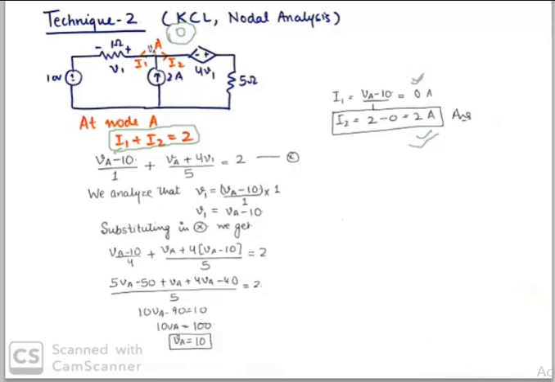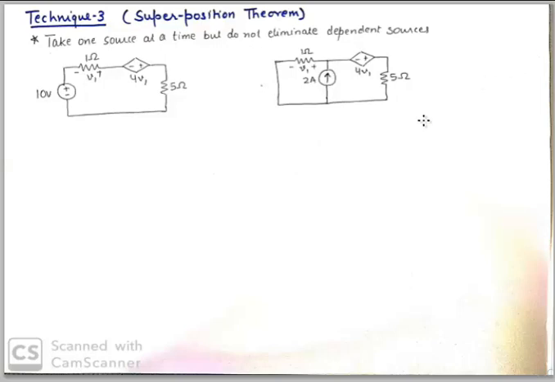Let's jump to technique number 3, which is the superposition theorem. As I mentioned in the previous tutorial, in the superposition theorem we need to take one source at a time, but we do not eliminate dependent sources. So we have two independent sources here. We'll take them up individually in two different networks, but we will not eliminate this dependent source. So we need to calculate the current I1 because of the 10 volt voltage source, and then we need to calculate current again, let us say I1 double dash, because of this 2 ampere, and then we'll add them up.